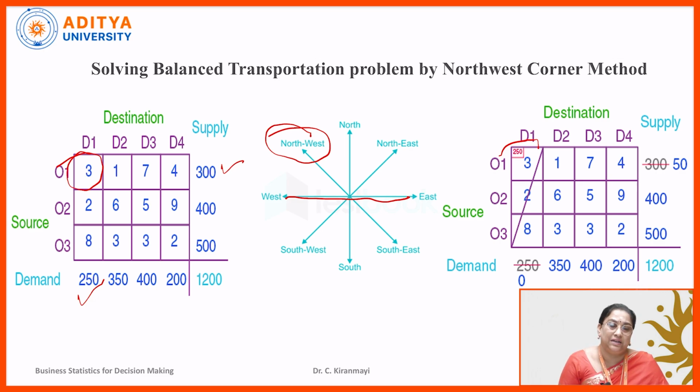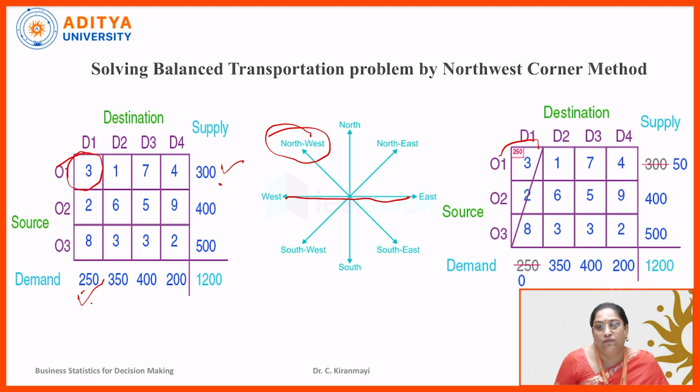Whichever is lesser: if demand is lesser, that many quantities are to be allocated to that particular origin-destination combination, or if supply is less, that number of units are to be assigned or allocated. So, 250 and 300, 250 is lesser, therefore assign 250 units to that particular cell, and all the 250 units are being transported, strike off.